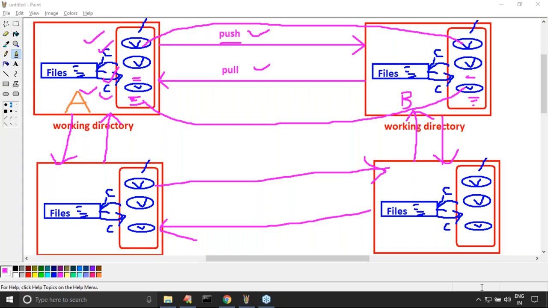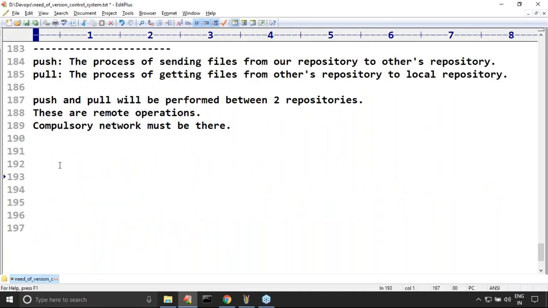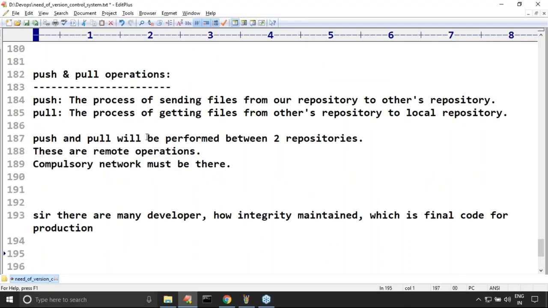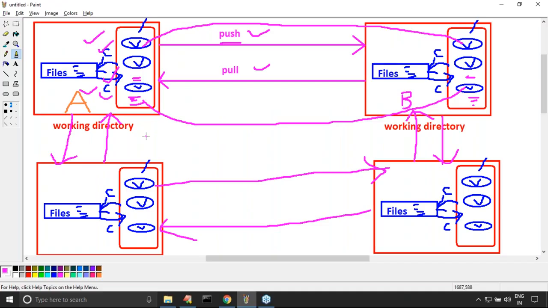Yadav is asking a small doubt. With many developers, how is integrity maintained, and which is the final code for production? That's what will come into the picture. Up to this point, are there still some doubts? Is the concept clear up to here?